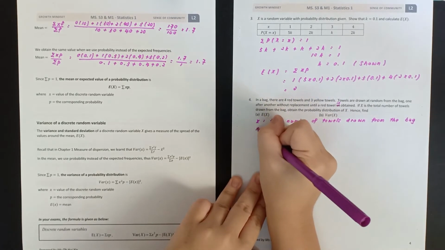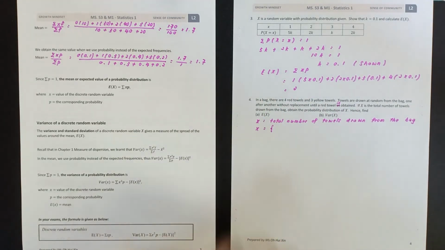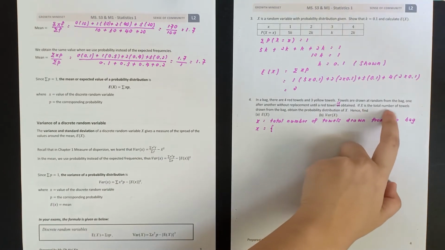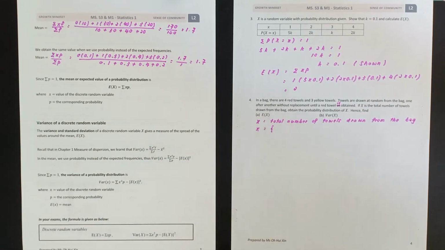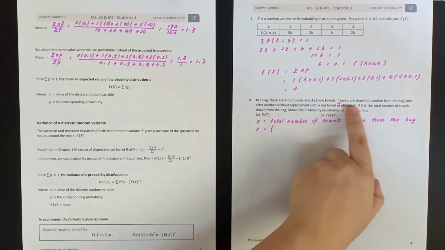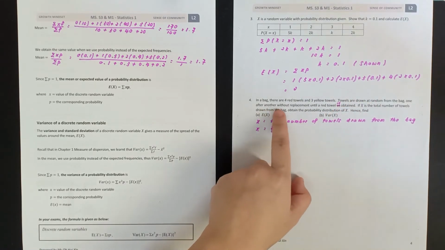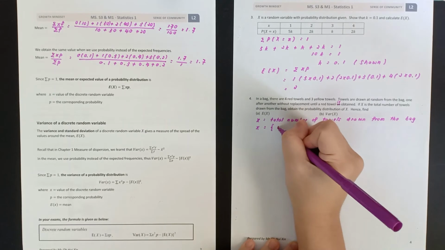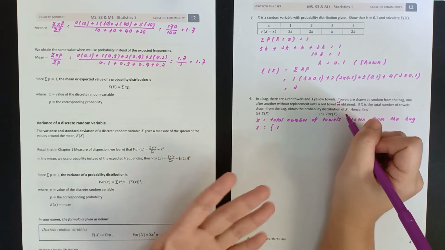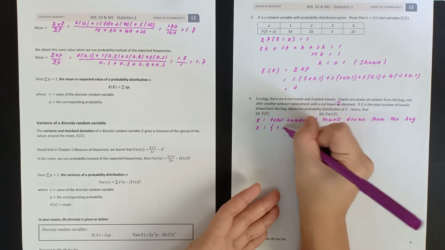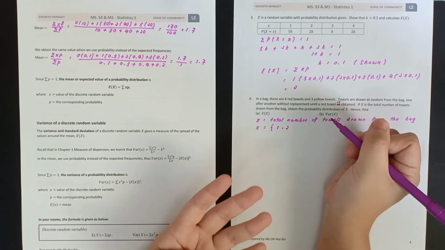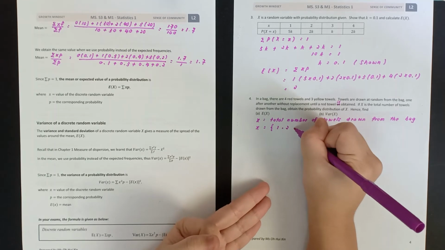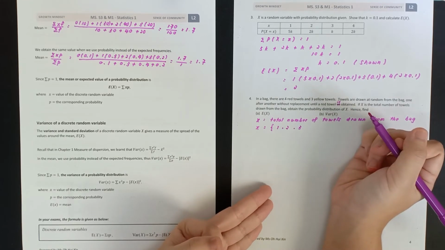Okay, so what is the possible outcome for x? You want to find out the total number of towers drawn from the bag. How do you decide that? The towers are drawn at random, one after another without replacement, until a red tower is obtained. It cannot be 0, right? Because when you draw 0, how can you get a red tower? So it must be the first one. Maybe the first one you get the red tower already. Or if you don't get it for the first one, maybe you can get it in the second one. Or maybe the first 2 you also get yellow, then the third time you get a red one. Then you stop already.